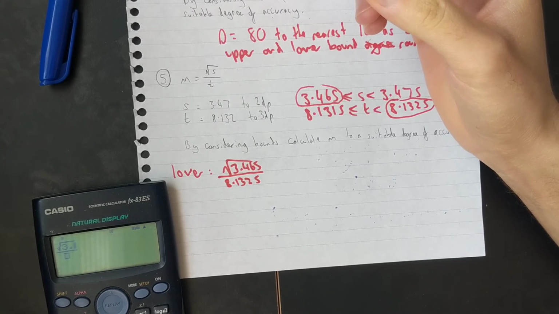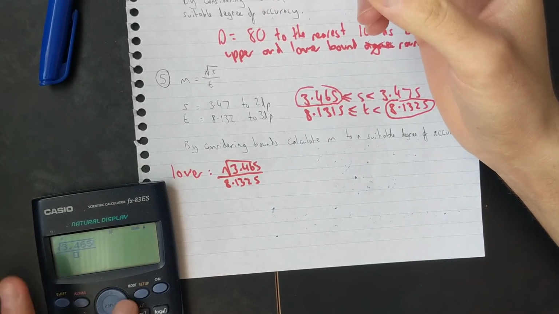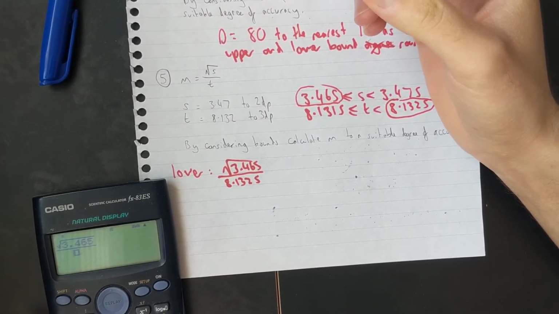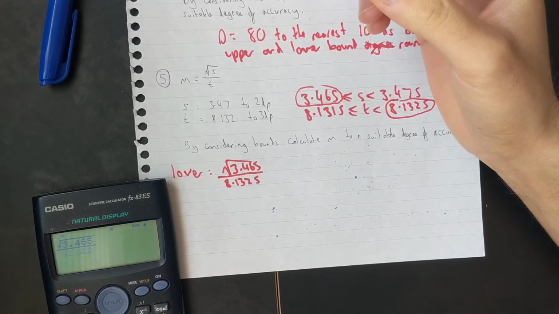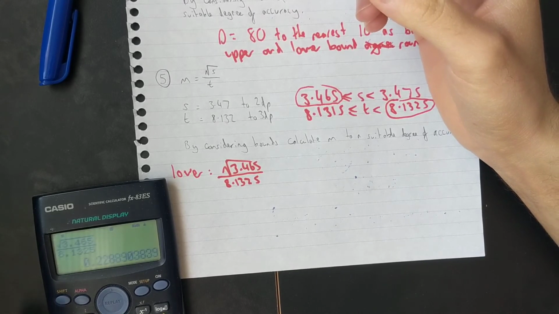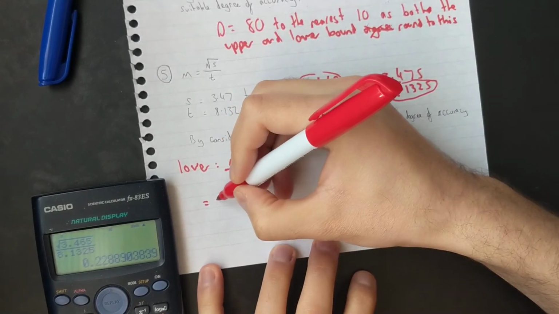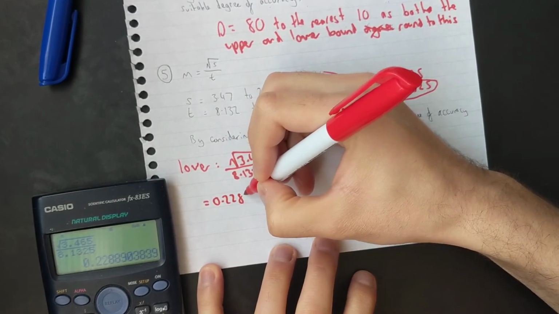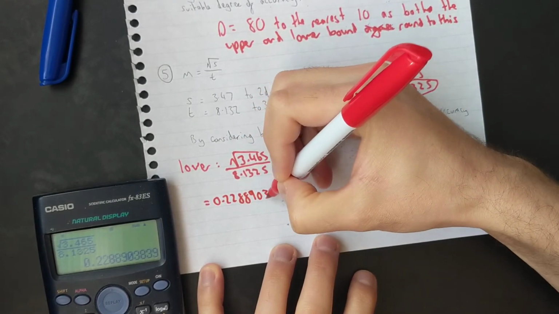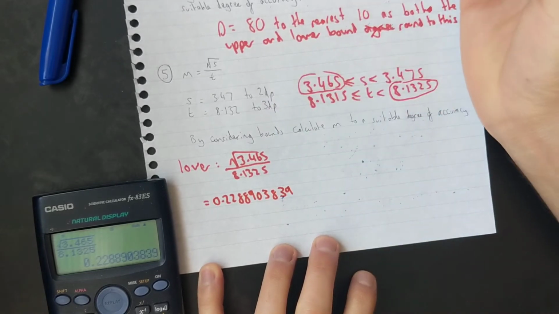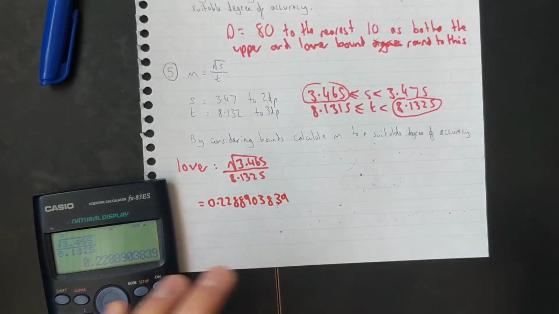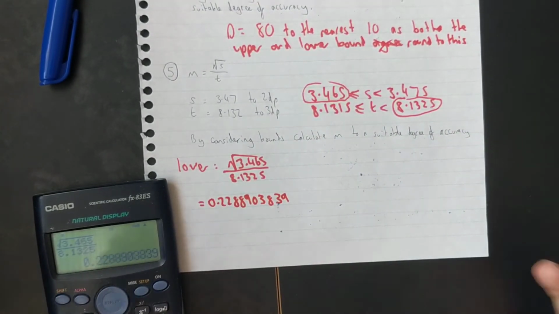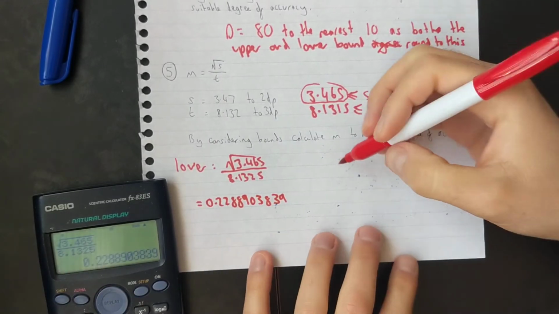So 3.465 square rooted divided by 8.1325. And so that is 0.2288903839. For these kind of questions, you're going to want to write down everything that appears on your calculator, because you don't know how accurate you need it right now.